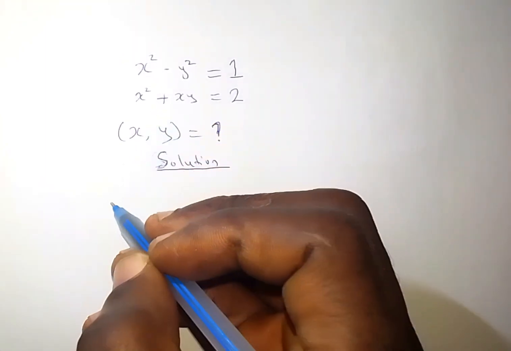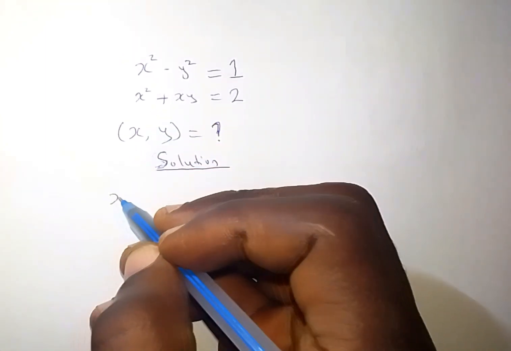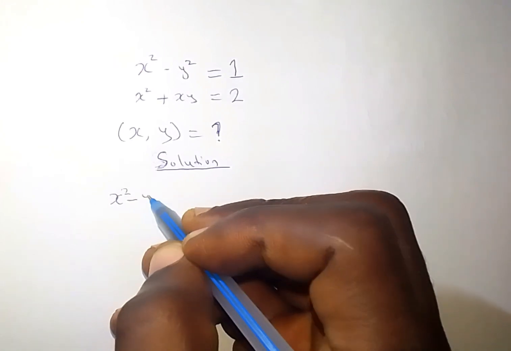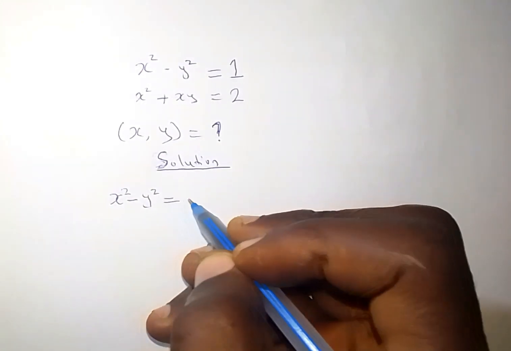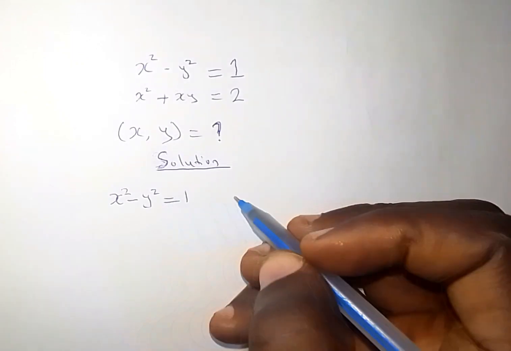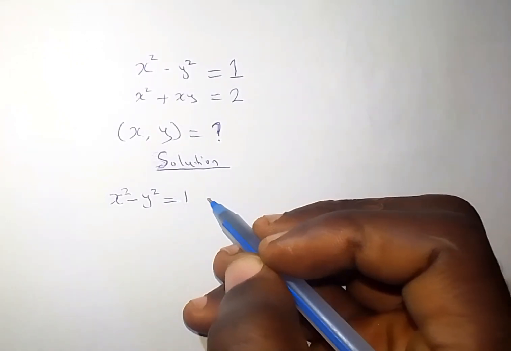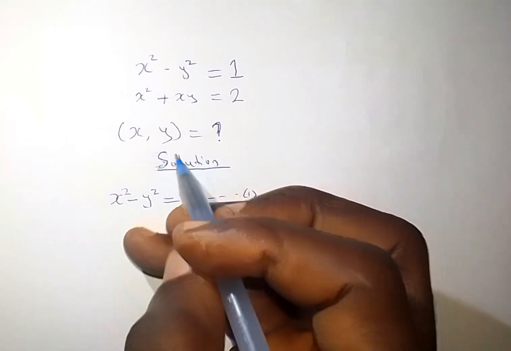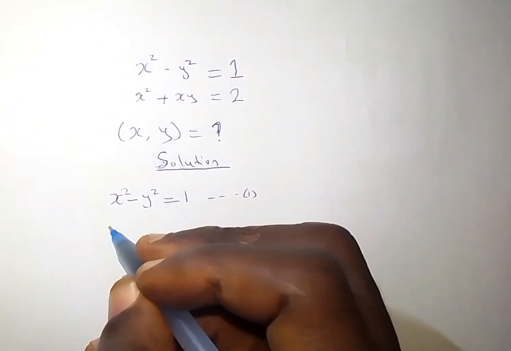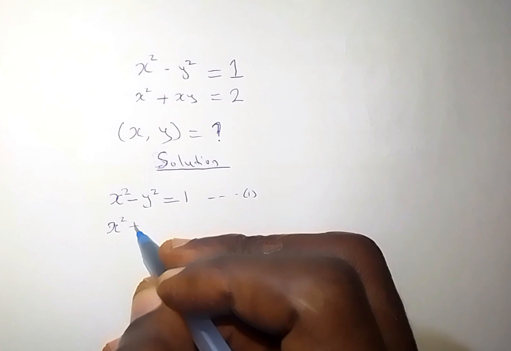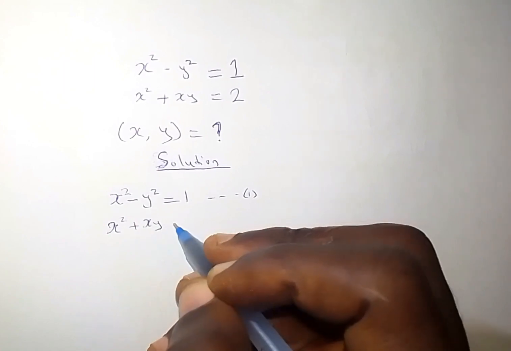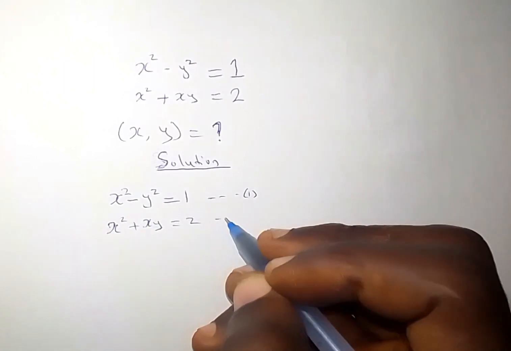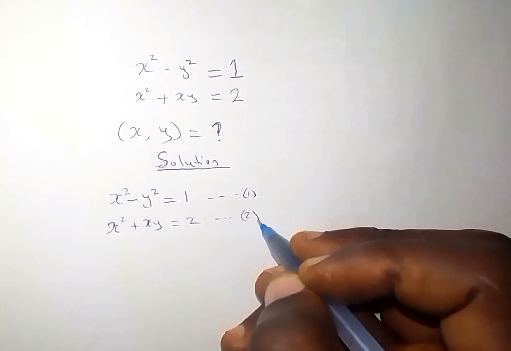The given equation says x squared minus y squared equals 1. So let me call this one equation 1, Roman figure 1. And the second given equation says x squared plus xy equals 2. Let's call this one equation 2.